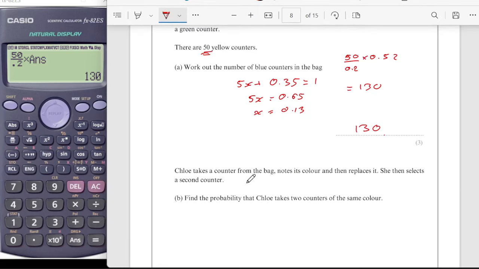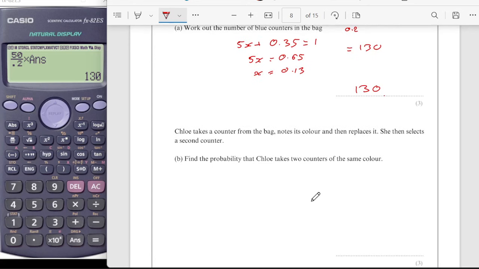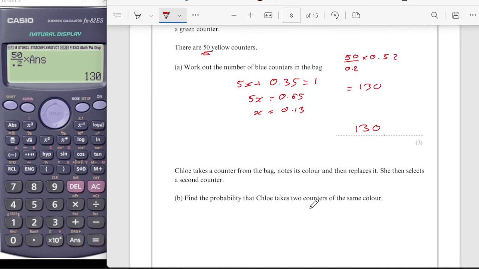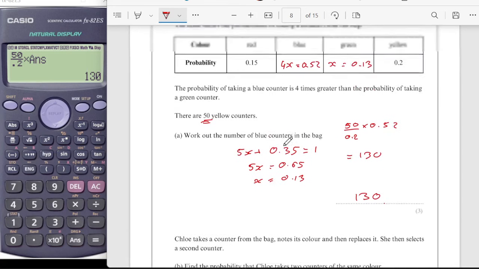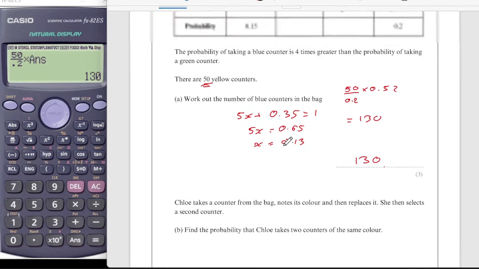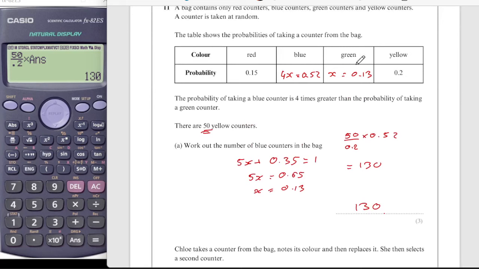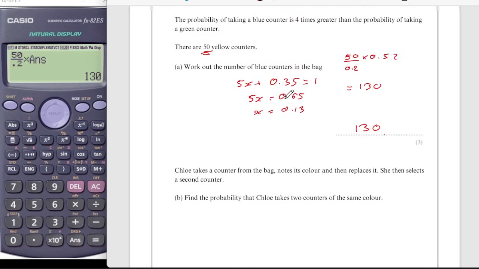Okay, Chloe takes a counter from the bag, notes its colour, then replaces it. She then selects a second counter. Work out the probability that she picks 2 of the same colour. So in effect, that's going to be each one of these squared. Often it's quicker to find the probability that she takes different colours, but it's not going to be in this case.